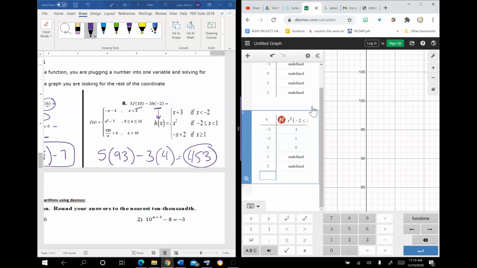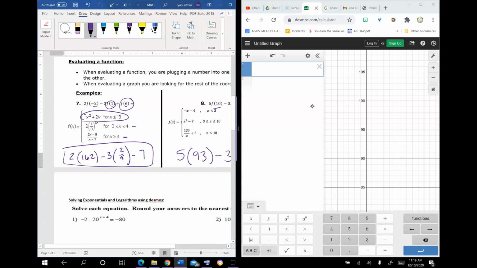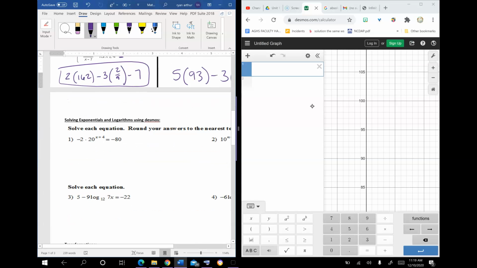All right. The next one is another solving problem. When you solve, all you're doing is finding the intersection, guys. Left-hand side line 1, right-hand side line 2. And it works with any solving problem. y equals negative 2 times parentheses 20, raise it. Now, if you have a longer exponent, you have to use parentheses. x plus 1, x plus 4. The next line is y equals negative 80.